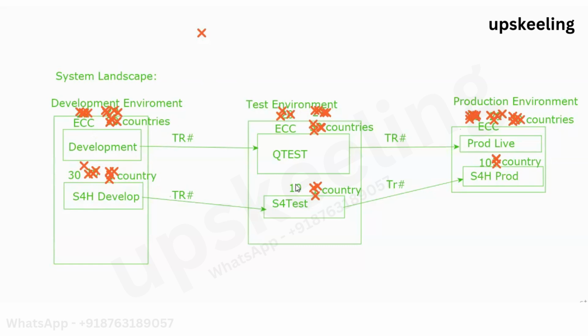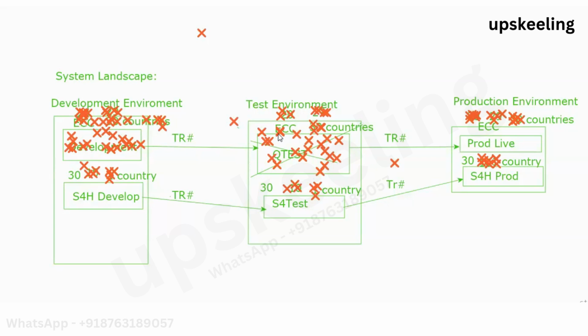Slowly, day by day, the migration will happen, and there will be a day when all the company codes will start using the S4 HANA system, and then your ECC system will be scrapped. This will no longer be there. The only system you will use will be S4 HANA. Your ECC will not be there. Clear? Any questions here? This is how projects get executed in real time.